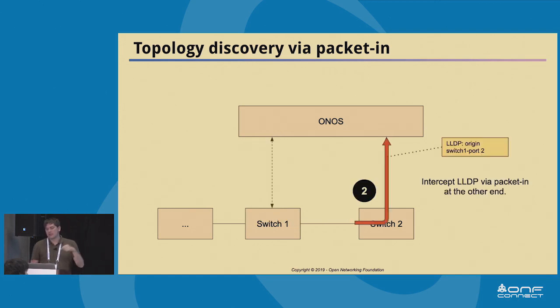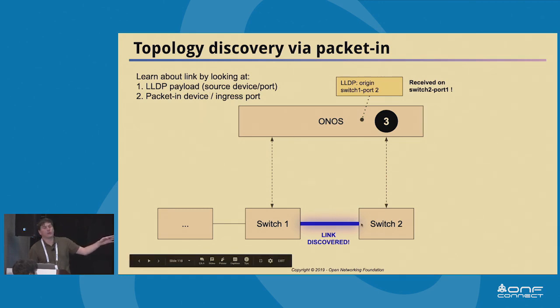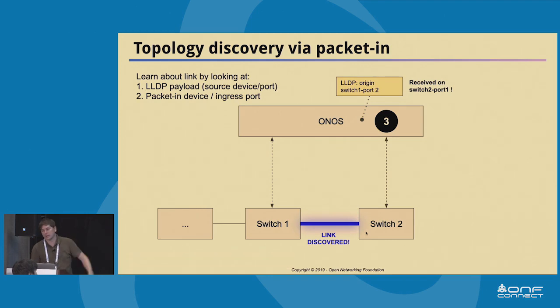These packets are received at the other end, and they are intercepted using packet in. So they're sent back to ONOS, which now is able to correlate the information contained in the packet in to discover the link. So in this case, ONOS is able to learn about a link by looking at the LLDP payload, which contains a reference to the original switch and port number where the packet originated, and also by looking at the packet in metadata. So from which switch port this packet in was received. That's how we're able to discover a link.